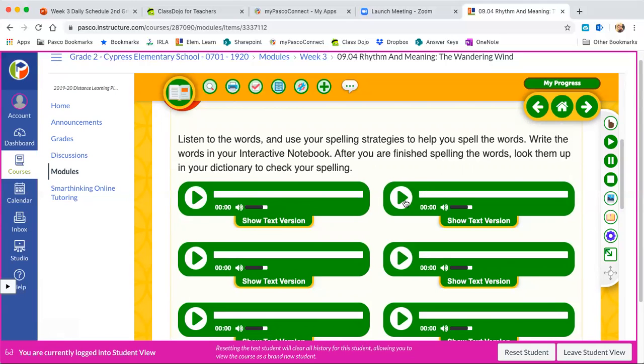Okay, and here's the next one. Almost. So do you hear a smaller word inside almost, like the word most? You might know how to spell the word most, and then you just have to add all at the beginning.